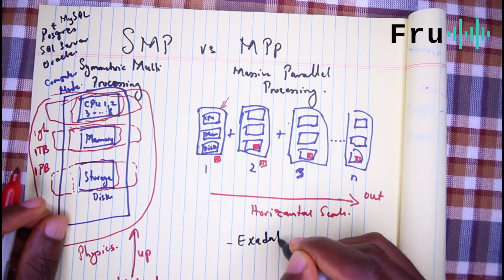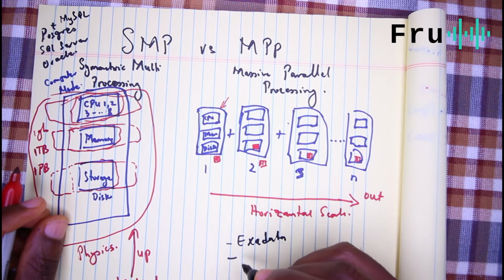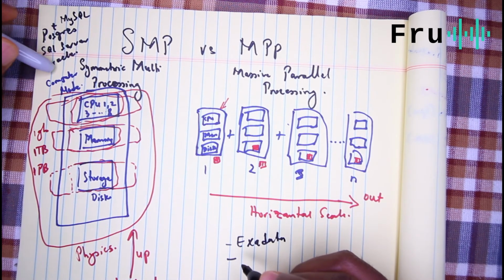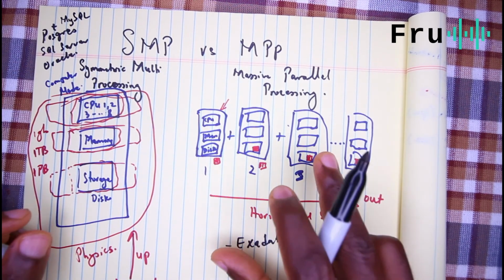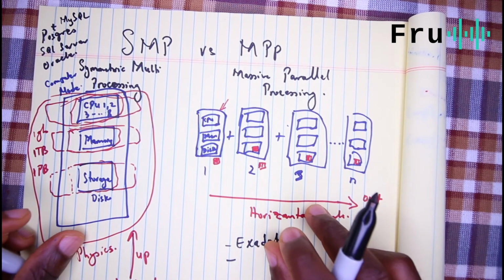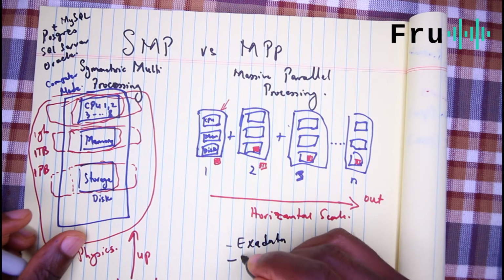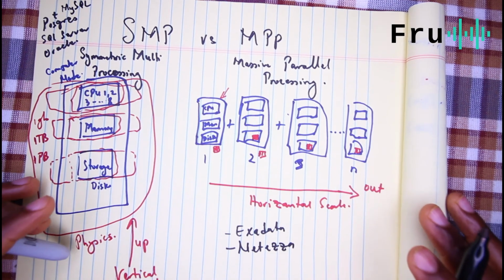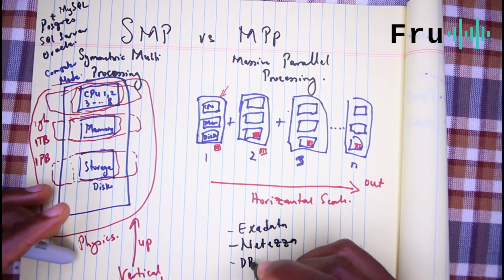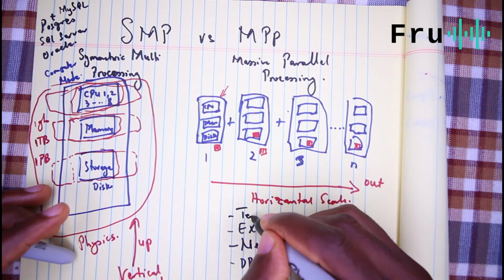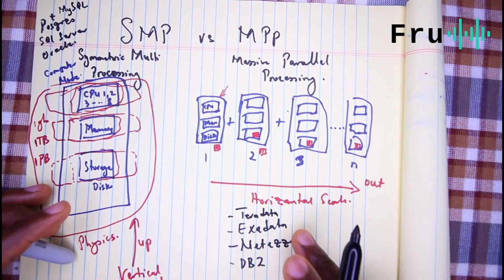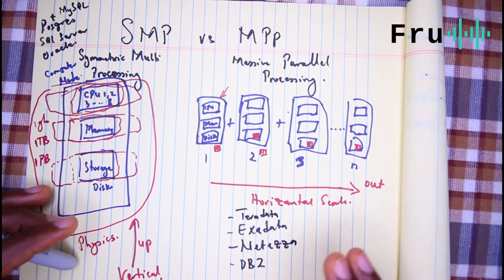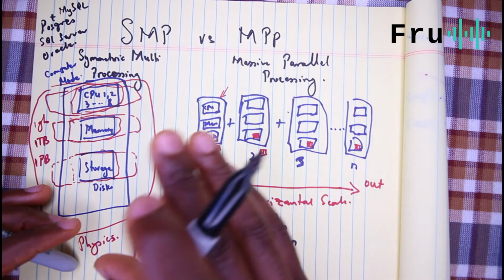You have Exadata, which is from Oracle, because Oracle has their normal Oracle, but then they realized that if you really want to scale, we can have an equivalent architecture for this, which they call Exadata. Netezza is another one using the MPP architecture. You have DB2, and another big one would be Teradata. And there are many more appliances, you might hear the term appliances, that leverage this architecture versus this architecture.